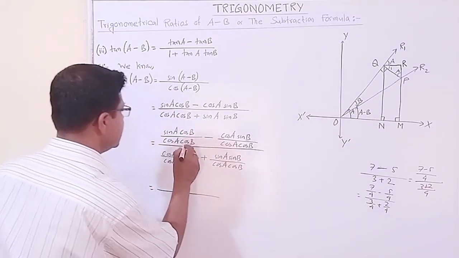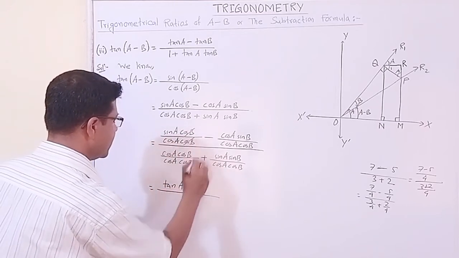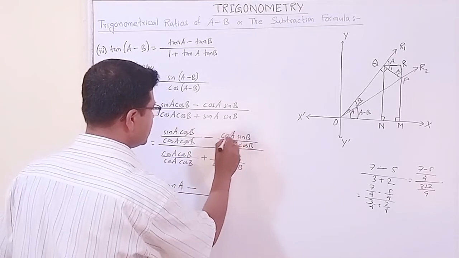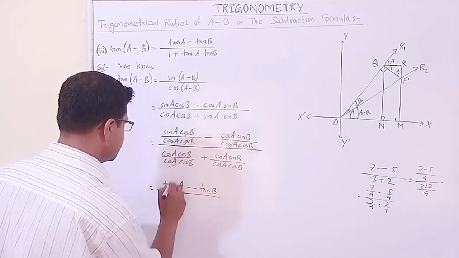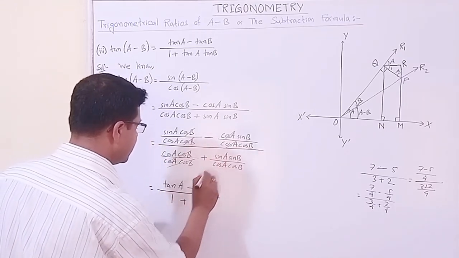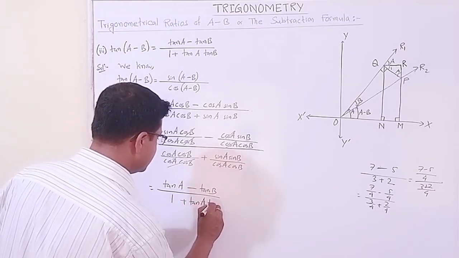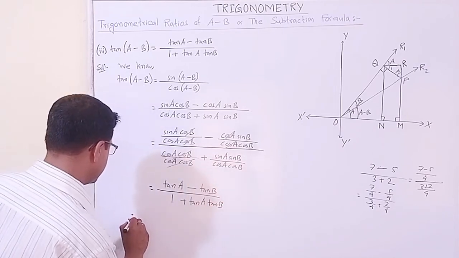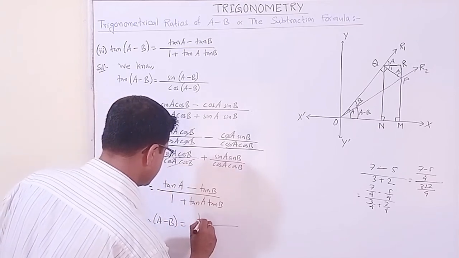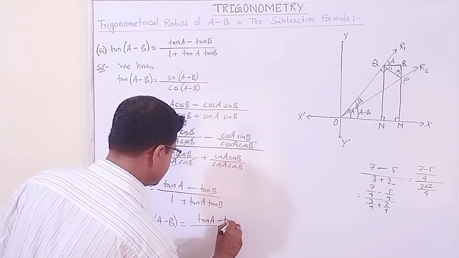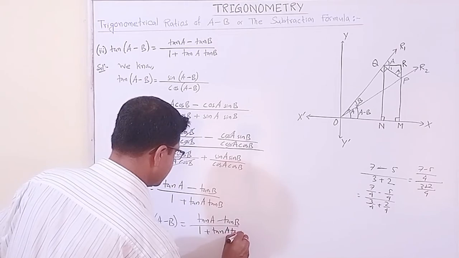Now the last line. You see here, this cos B will get cancelled. sin A by cos A is tan A, with this minus sign. Then here cos A will get cancelled. sin B by cos B is tan B. This is 1 plus sign. sin A by cos A is tan A, sin B by cos B is tan B. Thus we have derived the formula tan of A minus B is equal to tan A minus tan B divided by 1 plus tan A tan B.